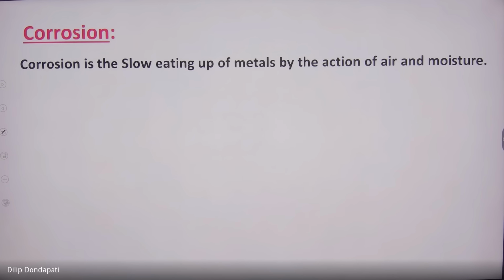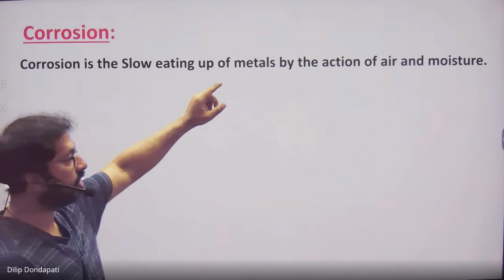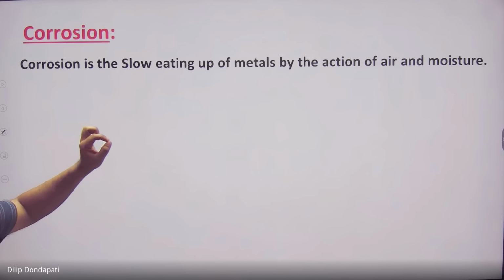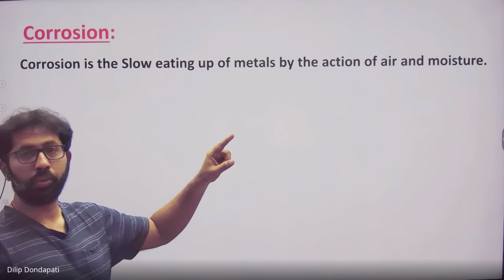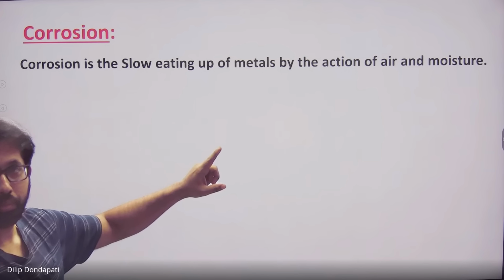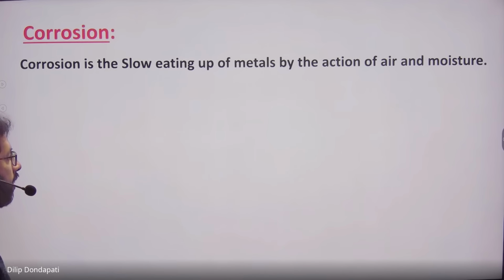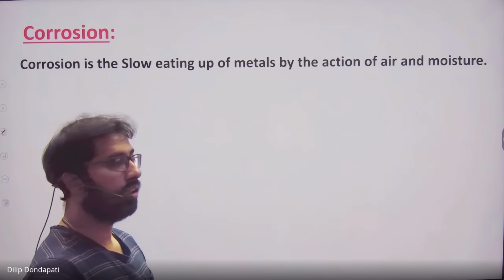Look, it is a slow eating up of metals by the action of air and moisture. Two conditions are required. Air should be there. Moisture should also be there, compulsorily. If one of them is absent, corrosion will not happen. Okay, slow eating up of metals when exposed to air and moisture. That is called corrosion.